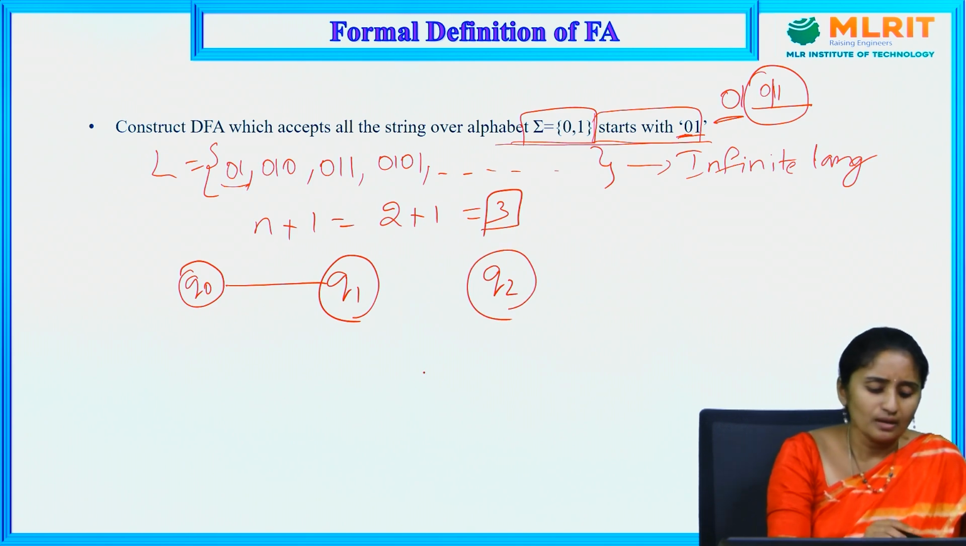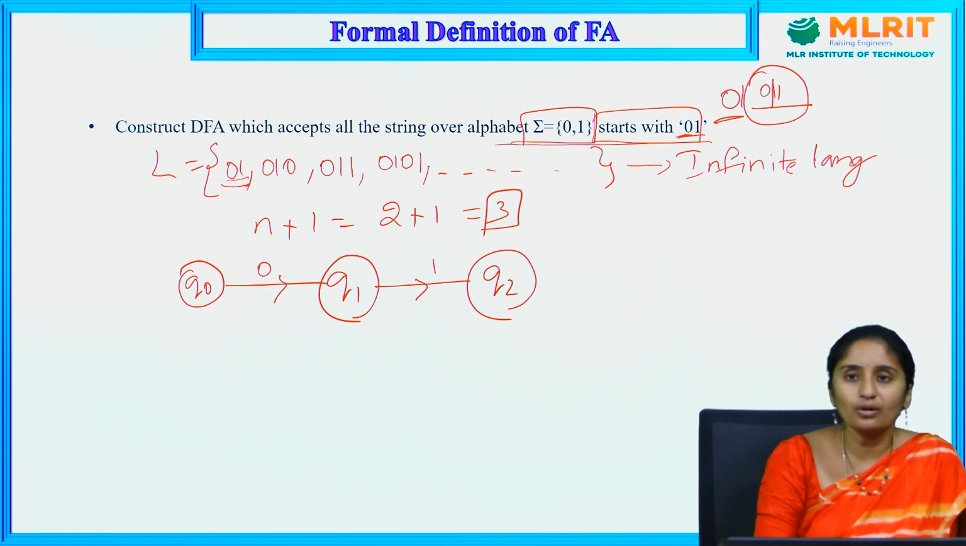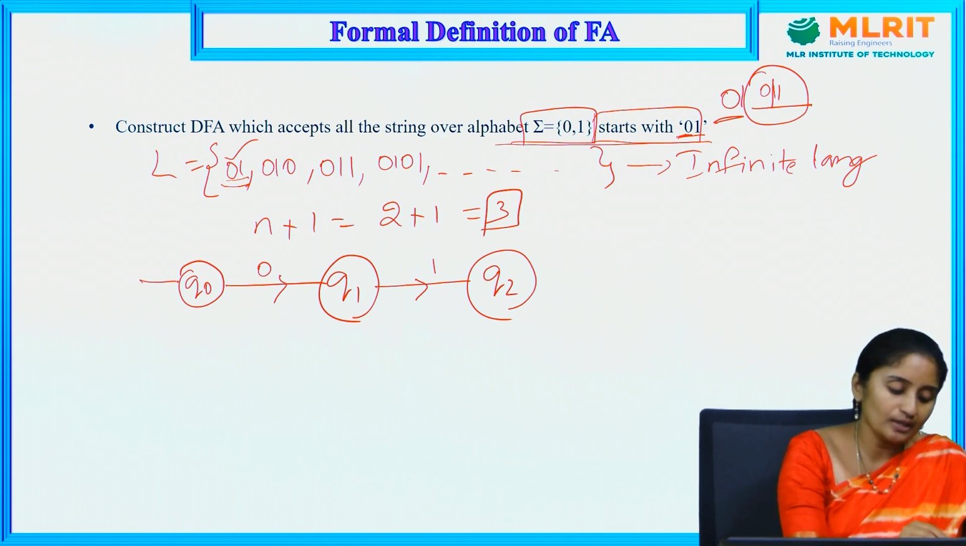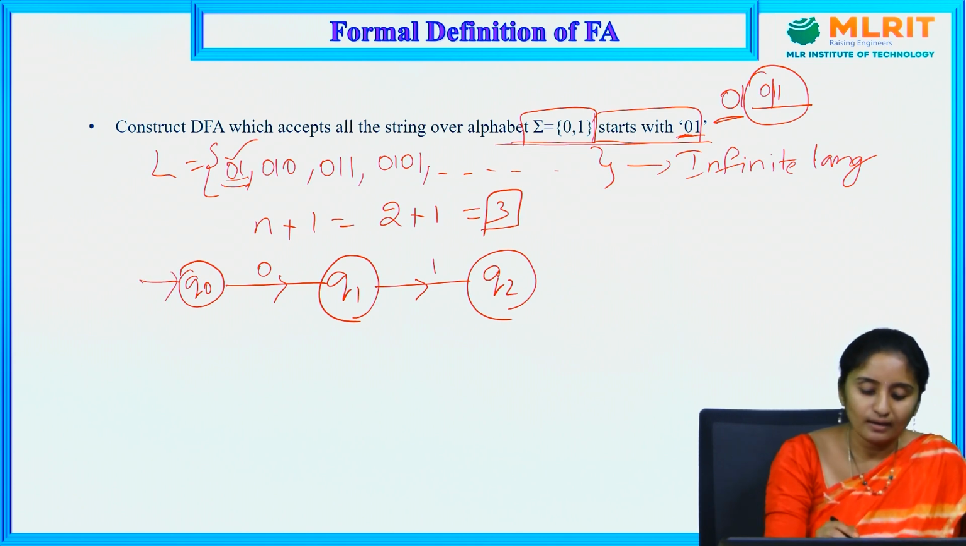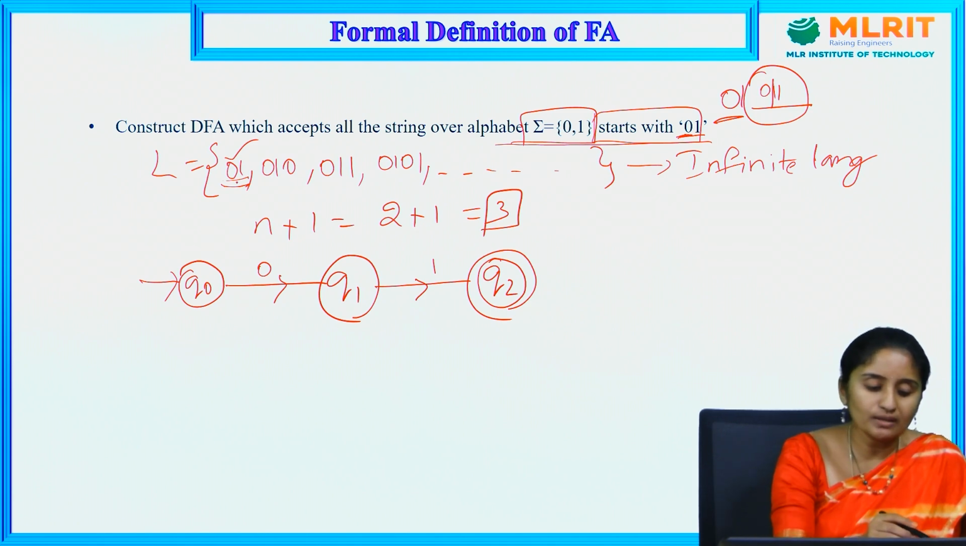These are the 3 states I am taking. The first string I have constructed is 0, 1. Before that I need to make the initial state, and Q2 is my final state. So the first string is accepted. Let me check the next string.